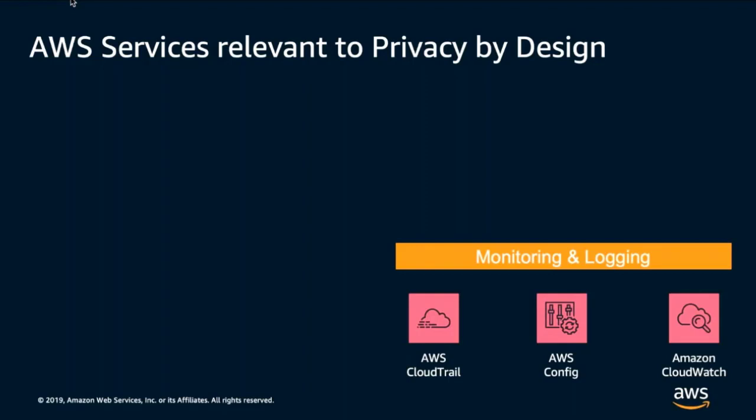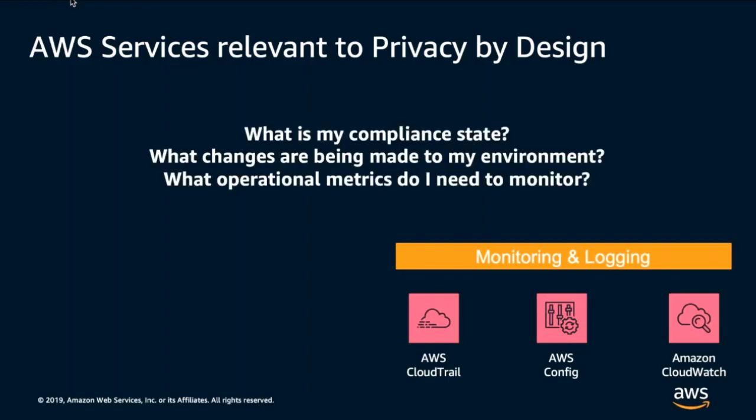AWS Config is also something that I would recommend you take a look at. This allows you to manage compliance and also to track resource change over time. And CloudWatch is used for operational logging, both of the cloud environment itself and also for systems and applications that you put into the cloud. So you can send your application logs to CloudWatch. Typical questions we have: am I compliant or not with my necessary regulations? What changes are being made? And what do I need to think about in terms of operational metrics?